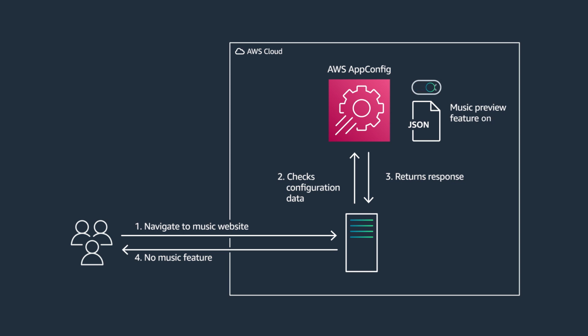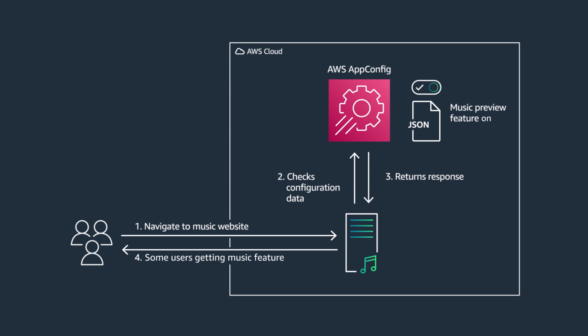In this next scenario, you gradually release the music preview feature. Some of your users will slowly get to access the new music feature as shown in this example. Now, since the feature flag is toggled on, when the application goes to fetch data from AppConfig, the configuration data will indicate true or on to your application. And this can all be done without pushing any new code to production or restarting your application.